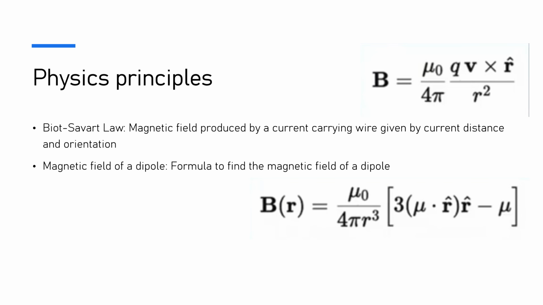The other main law was the magnetic field of a dipole, which states that the formula to find the magnetic field of a dipole is B(r) is equal to mu naught over 4 pi r cubed times 3 times mu times r hat minus mu.